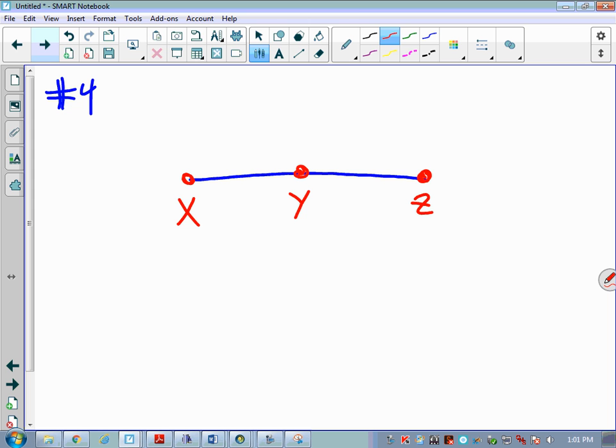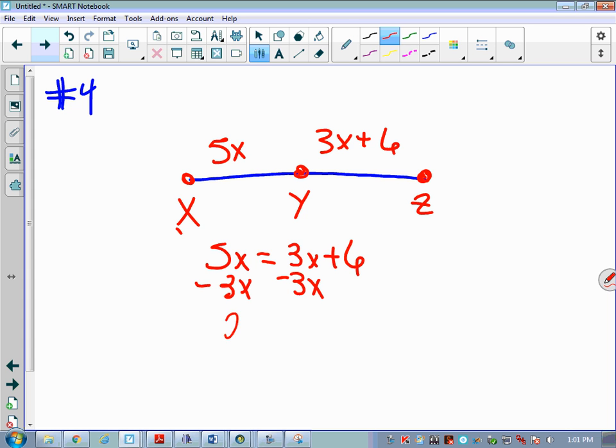Okay, it's midpoint. So now I can take the information that they're giving me and put it in the right places. XY is 5X. Let's see, what else does it say? 3X plus 6. All right, so notice it's going to look for all 3 segments, right? XY, YZ, and XZ. What do I want to do with 5X and 3X plus 6? 5x equals 3x plus 6. What are you going to do here? Subtract 3x from both sides. We get 2x equals 6. What does x equal? 3.